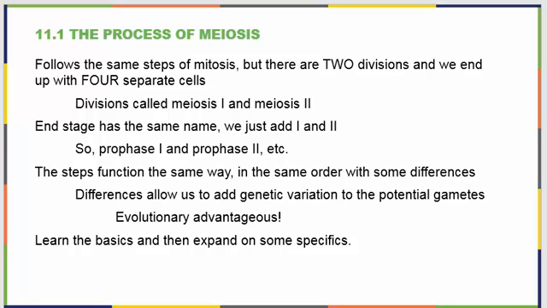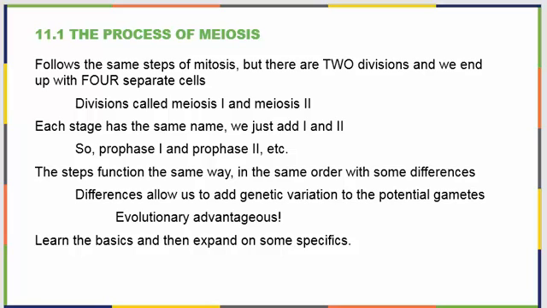Meiosis follows the same steps as mitosis, but there are 2 divisions and we end up with 4 separate cells that are all different from one another. We refer to these divisions as meiosis 1 and meiosis 2. Each stage has the same name, we just add 1 and 2. So we have prophase 1 and prophase 2, metaphase 1, metaphase 2, so on and so forth. The steps function in the same way and in the same order, just with some differences. The differences allow us to add genetic variation to the potential gametes, which is evolutionarily advantageous.